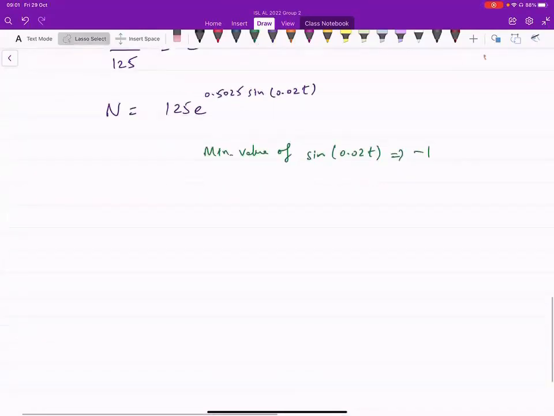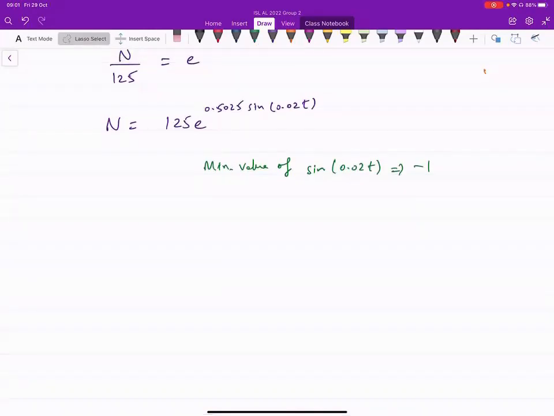साइन की मिनिमम वैल्यू ये होती है. ठीक है, that is what is going to give us the minimum value of n. Because देखिए 125 उससे तो कोई फर्क नहीं पड़ा. That's just a constant. The only thing that can change is this variable t.